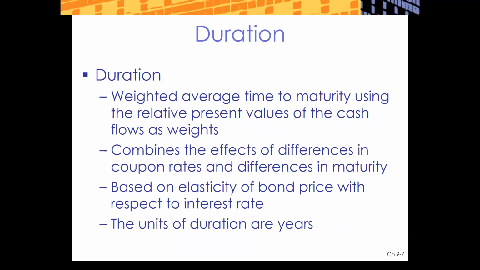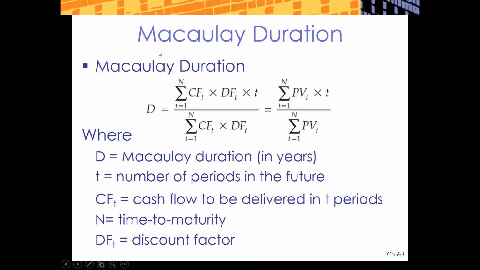So duration, we said, is a weighted average time to maturity using the relative present values of the cash flows as weights, and it combines the effect of differences in coupon rates and differences in maturity, based on the elasticity of the bond price with respect to interest rate changes. The units of duration are years. This is how it's calculated. Macaulay duration is the summation of all cash flows discounted and multiplied by T, divided by the summation of the discounted cash flows, and then you get the duration itself.